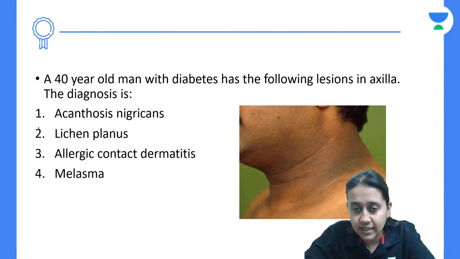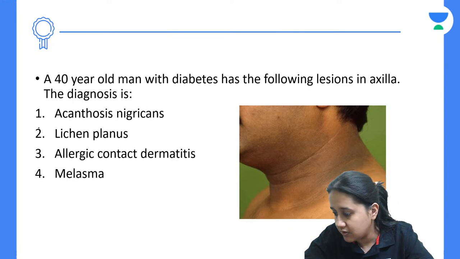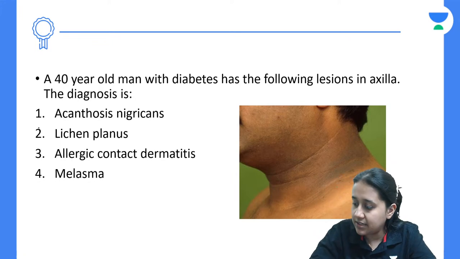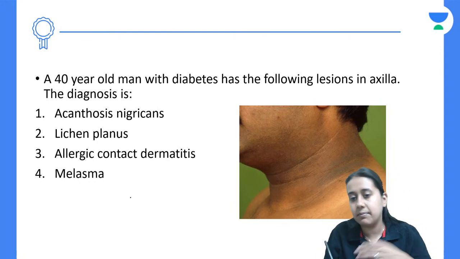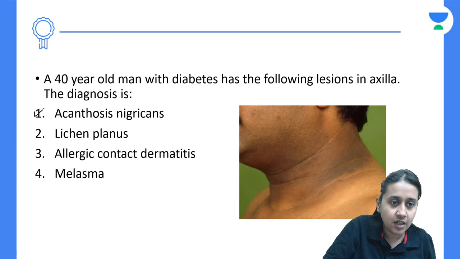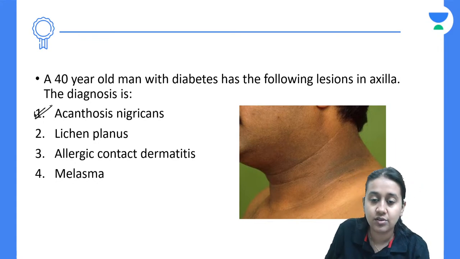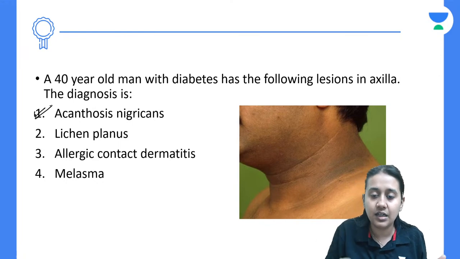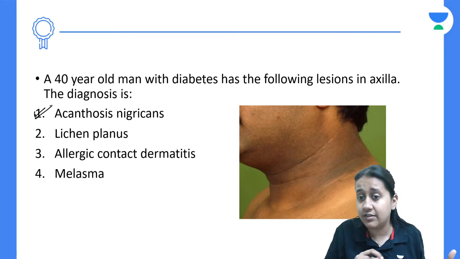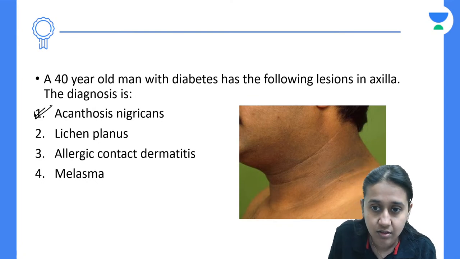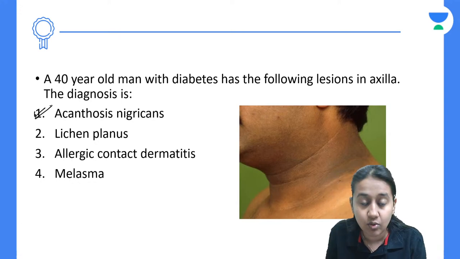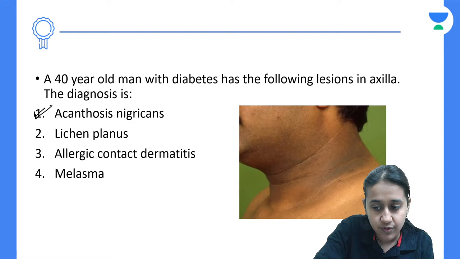A 40-year-old man with diabetes has the following lesions in the axilla. What can be the diagnosis? Very nice. I think it's a very easy question. You can see some hyperpigmented lesions on the neck, and this is a very classical feature of acanthosis nigricans. Acanthosis nigricans in a young individual indicates presence of metabolic syndrome like obesity, PCOD, insulin resistance. But in an elderly individual, the presence of acanthosis nigricans gives you an idea that it is a patient with gastric adenocarcinoma. You always need to look out for these underlying malignancies in these individuals.